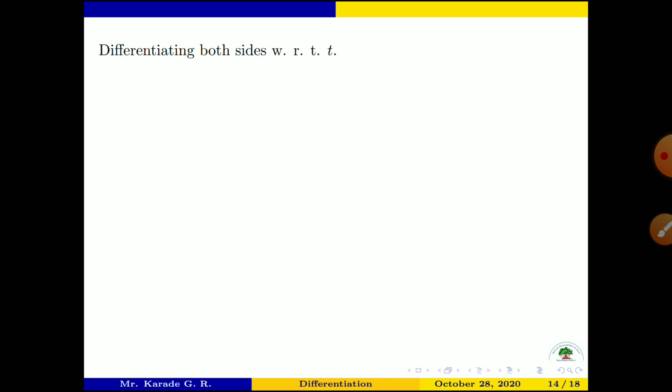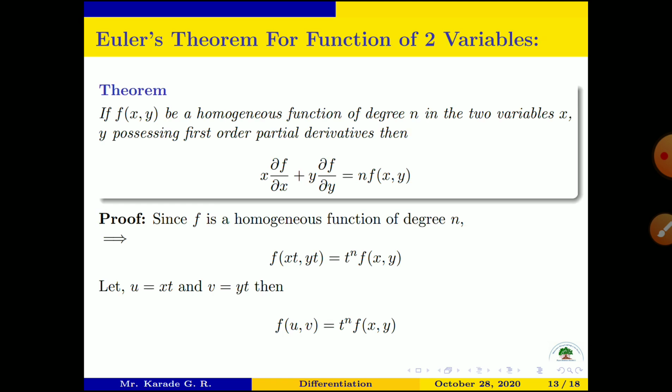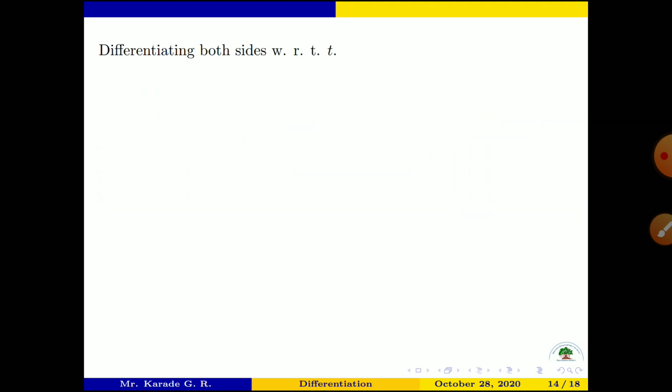Now differentiating both sides, this last equation we have to differentiate with respect to t. Now see what we get. On the left hand side we write the derivative d/dt of f(u, v), and on the right hand side we write the derivative d/dt of t^n f(x, y), as we are writing the derivative with respect to t.